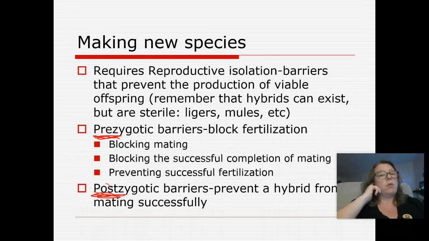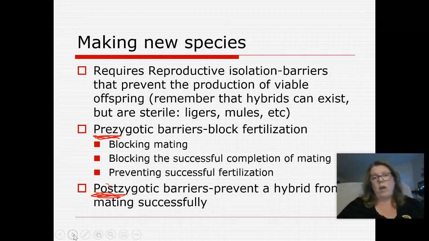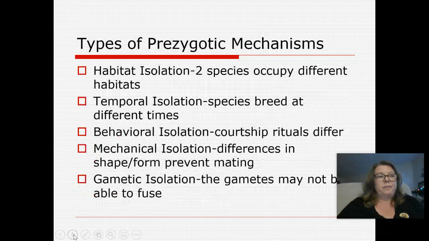Post-zygotic barriers would prevent a hybrid from being able to successfully mate and have offspring. So once the hybrid exists, once the zygote had formed and then developed and you now have the hybrid, it's not able to reproduce. It's sterile. All right, so these are examples, and you're going to practice and play around with some of these in the activity that goes along with today.